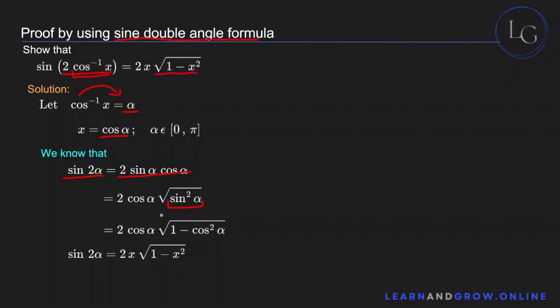So clearly we denoted cosine alpha with x, right? So you replace this cosine alpha with x and this cosine square alpha with x square, right? And now sine of 2 alpha is equal to sine of 2 into cosine inverse of x, right? Because cosine inverse of x was equal to alpha. So this alpha becomes cosine inverse of x, and you get this. And that is exactly what the question asked of us.